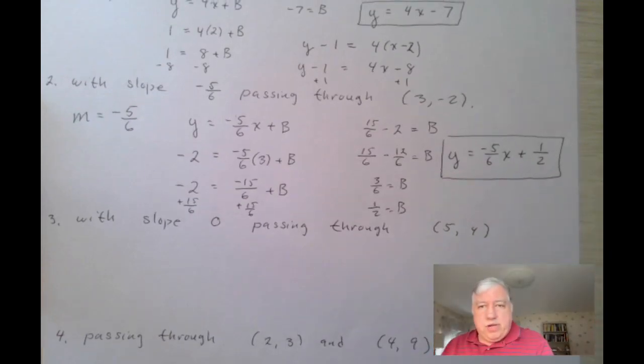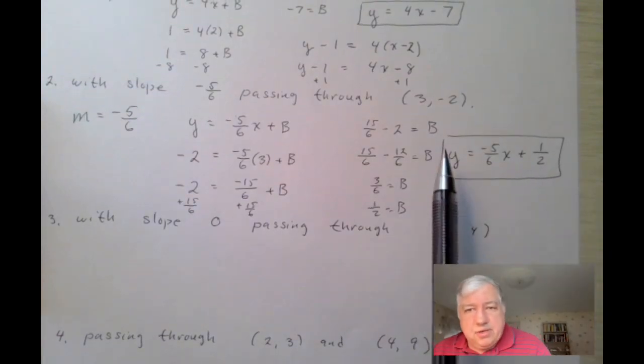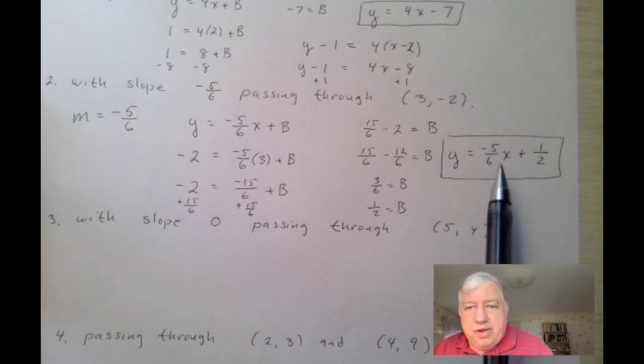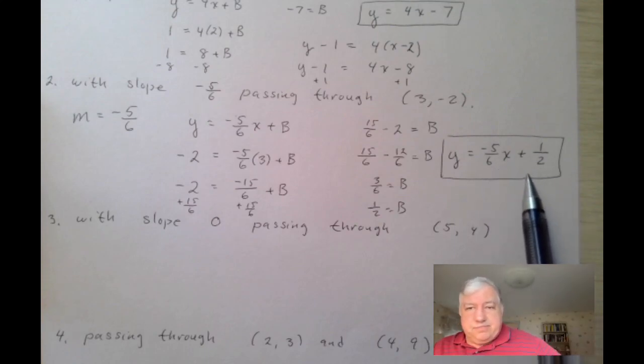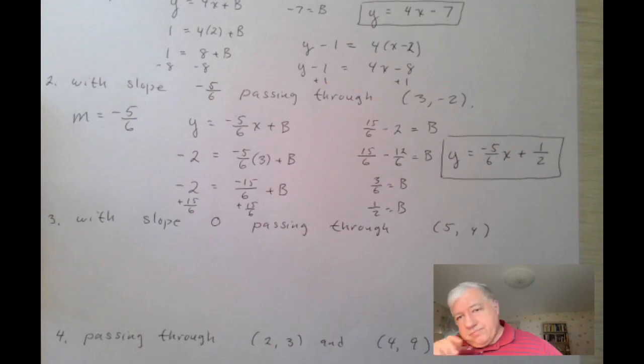Okay, and again we can check this by plugging in x equals 3. We get negative 15/6 plus 1/2. That'll be negative 15/6 plus 3/6. So that turns out to be negative 2.